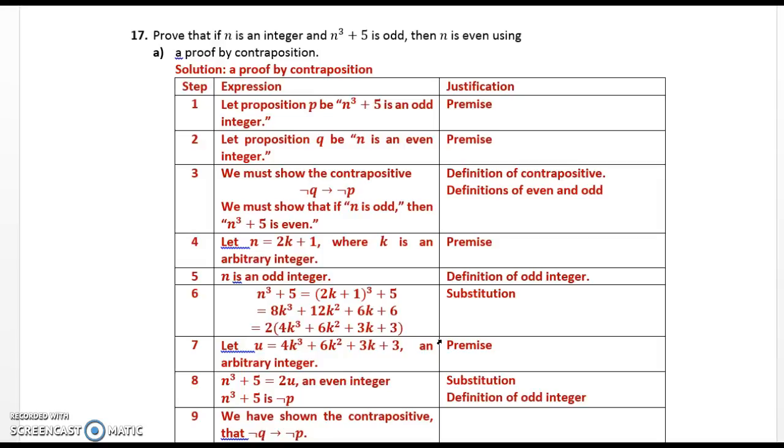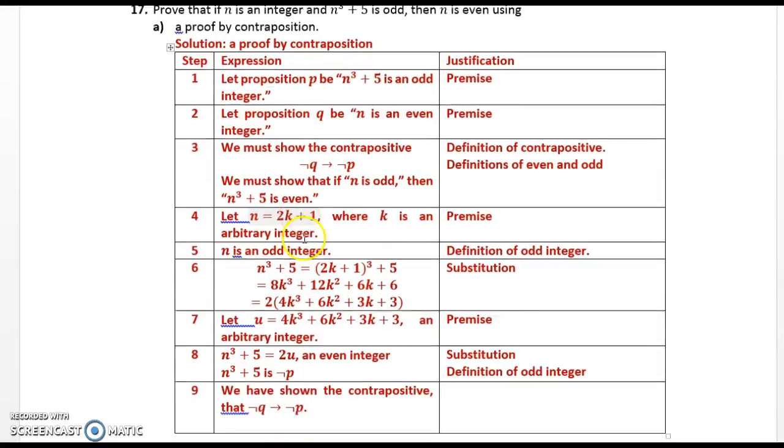We go ahead and perform the computation, and what we find is that n cubed plus 5 is equal to 2 times the quantity 4k cubed plus 6k squared plus 3k plus 3. We let u be the quantity in the parentheses, 4k cubed plus 6k squared plus 3k plus 3, an integer, and we have now shown that n cubed plus 5 is equal to 2u, an even integer. n cubed plus 5 is not P. We have shown the contrapositive that not Q implies not P.